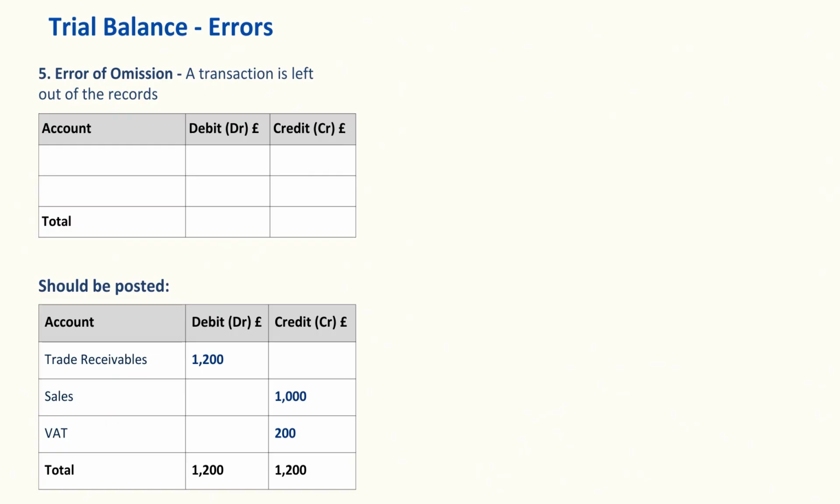Next type of error is error of omission. Error of omission is when a transaction is completely left out of the accounting records. Nothing is entered in any ledger. Because both debit and credit are missing, the trial balance still balances, making the error harder to detect. For an example, sales invoice omitted.